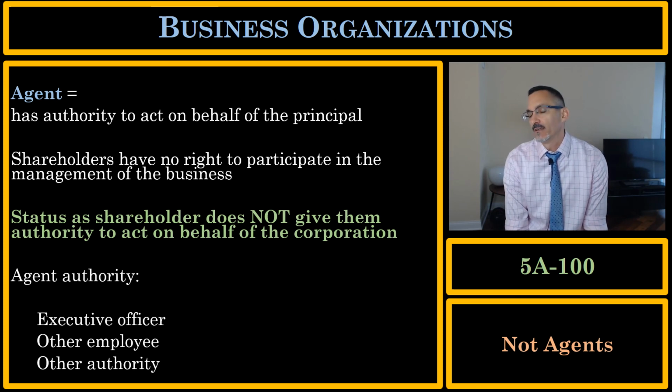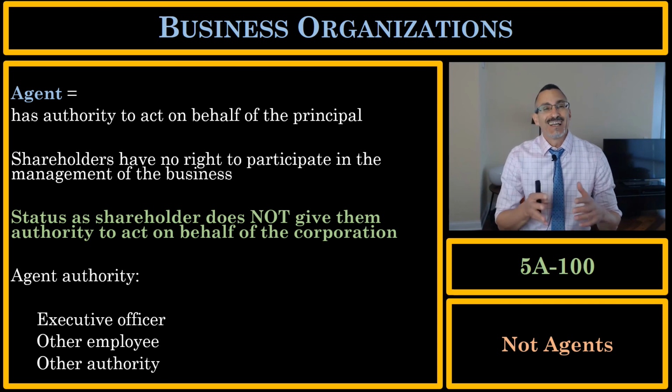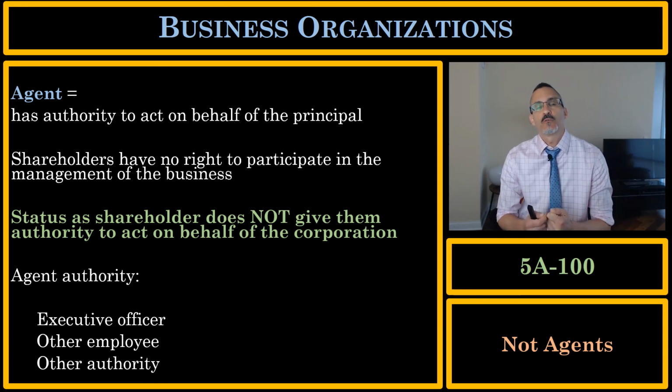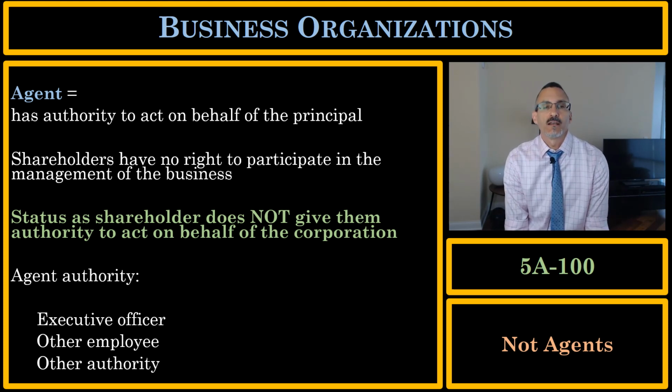Agent authority is usually with the executive officers of the corporation, the other employees of the corporation, and maybe someone else will have authority. If a corporation gives authority to a shareholder, then the shareholder will have that authority. But you do not have authority to bind the corporation just because you are a shareholder. Later, we'll talk about agent authority in a lot more detail.